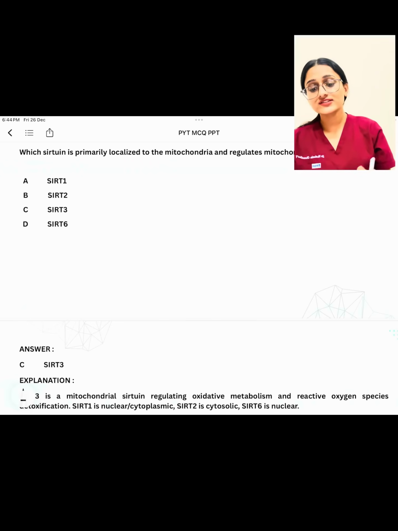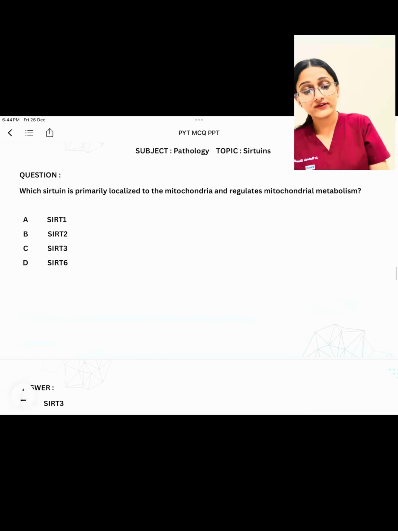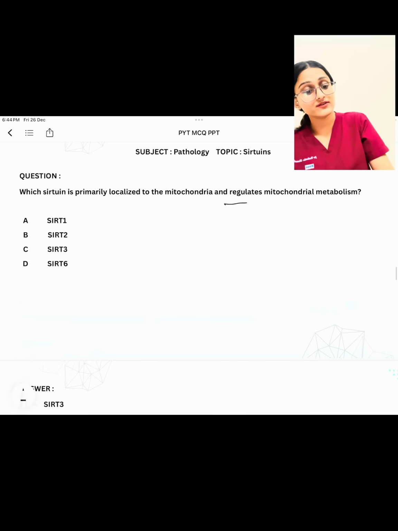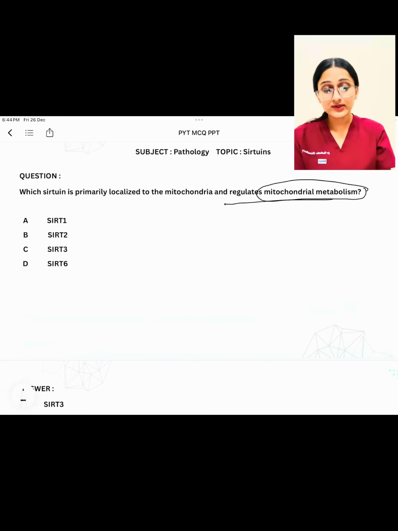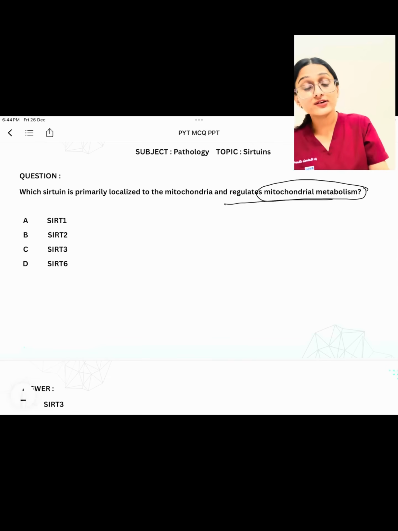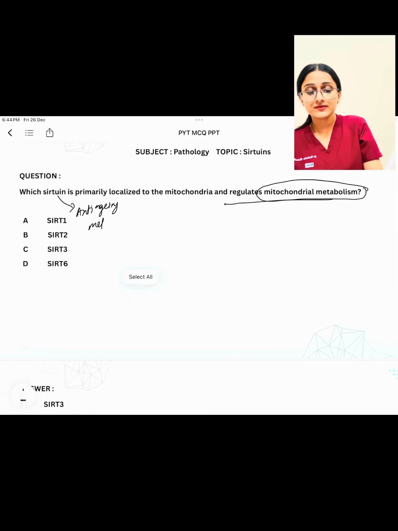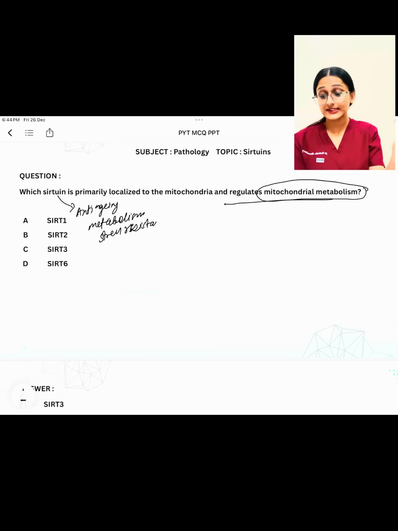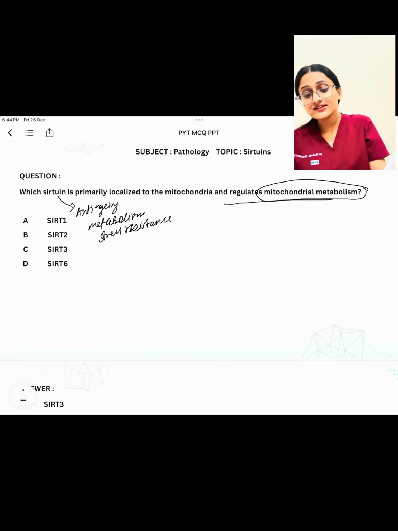Okay, so see, next question is which sirtuin is primarily localized to the mitochondria and regulates mitochondrial metabolism. So they're asking about sirtuins which regulate mitochondrial metabolism. Okay, so basically what are sirtuins? Just remember one short thing. They are key regulators of metabolism, stress resistance, anti-aging, and basically they increase our lifespan.